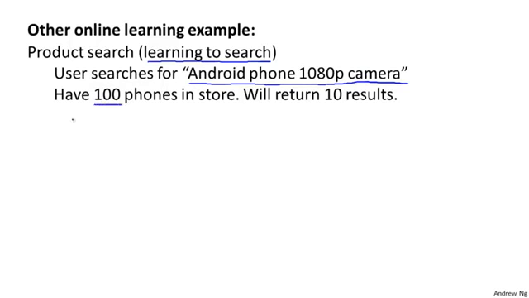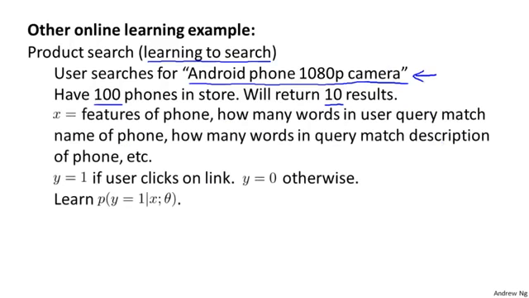Suppose we have 100 phones in our store, and because of the way our website is laid out, when a user types in a search query, we would like to find a choice of 10 different phones to show or to offer to the user. What we'd like to do is have a learning algorithm help us figure out which 10 phones out of the 100 we should return to a user in response to a search query like the one here. Here's how we can go about the problem.